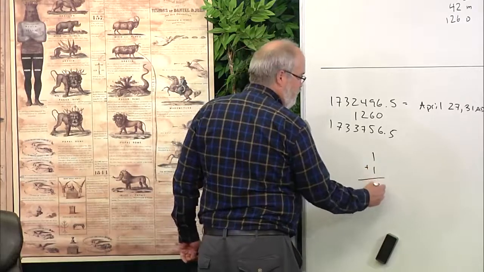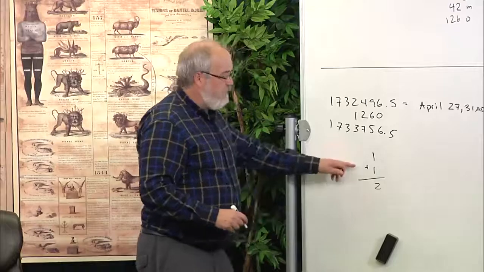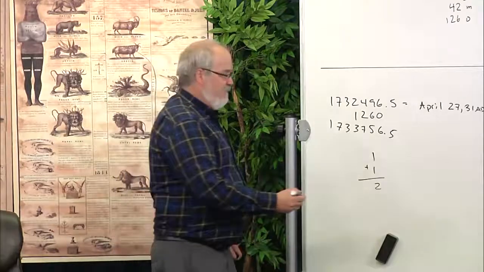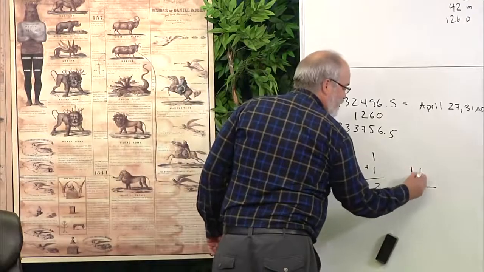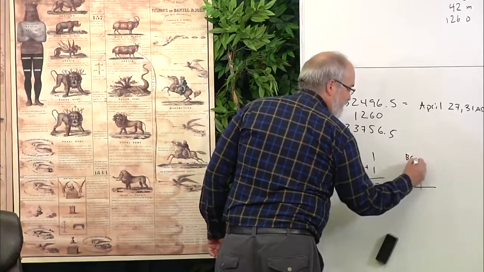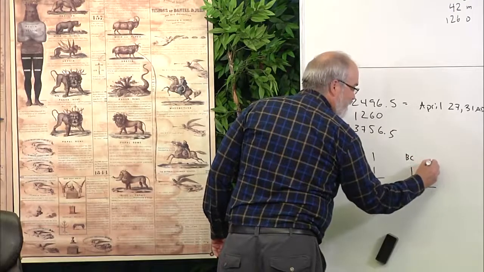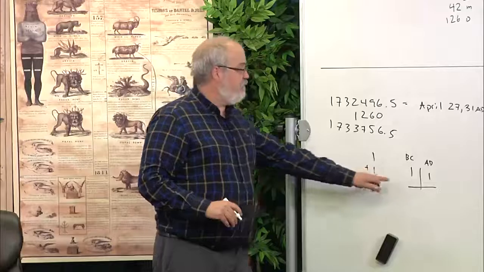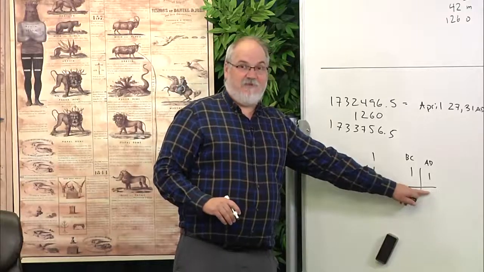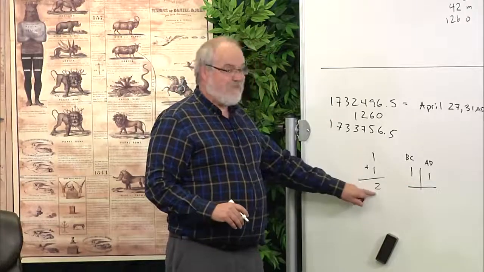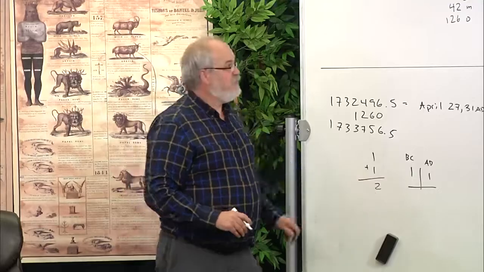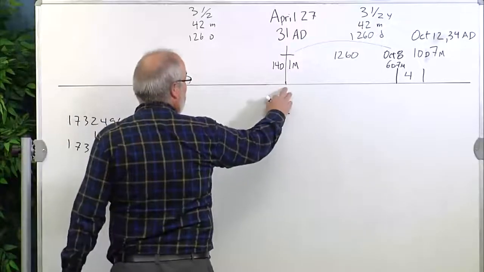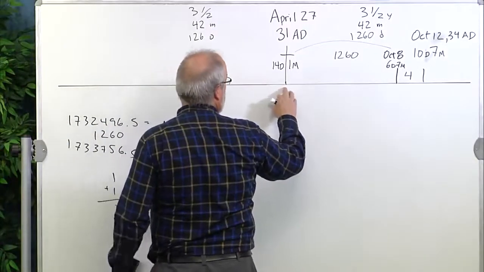I get 2. How far is it from 1 to 1? If I have this, 1 BC and 1 AD, which has no 0, how far is it from here to here? It's 1. So it's not 2. So when I count here, this is not year 1, it's year 0.